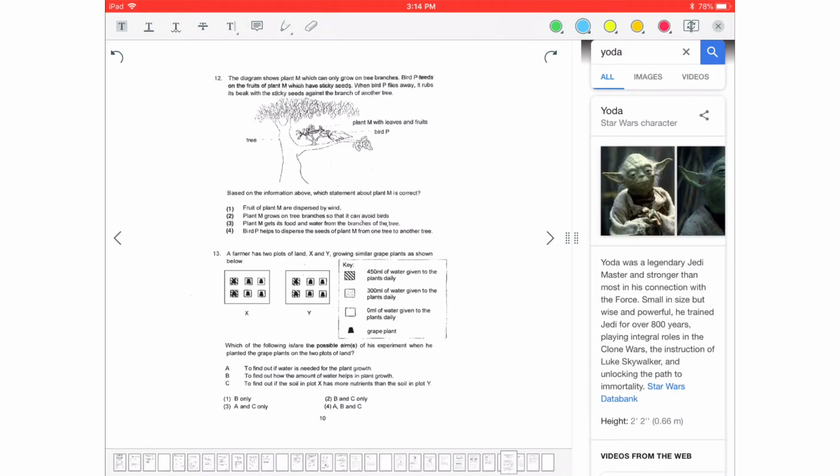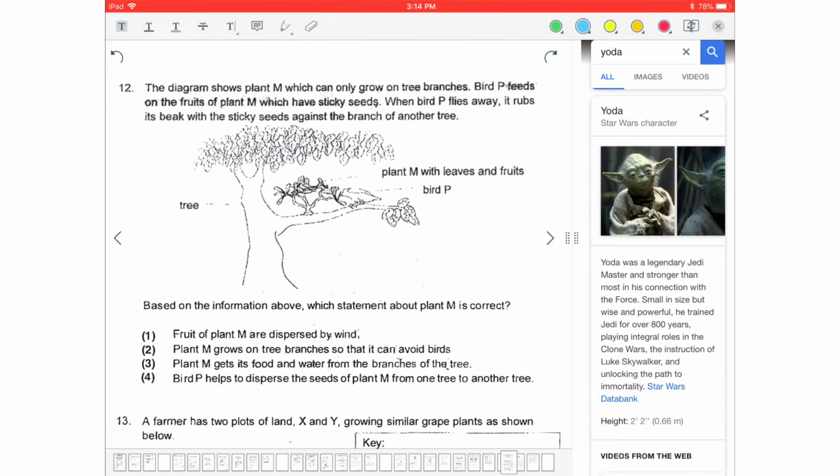Okay, based on the information, which statement about plant M is correct? Leaves and fruits, bird P. Four, right? Because bird P helps to disperse the seeds of plant M from one tree to another. Okay, this plant M, leaves and fruits. Okay, right? Next.